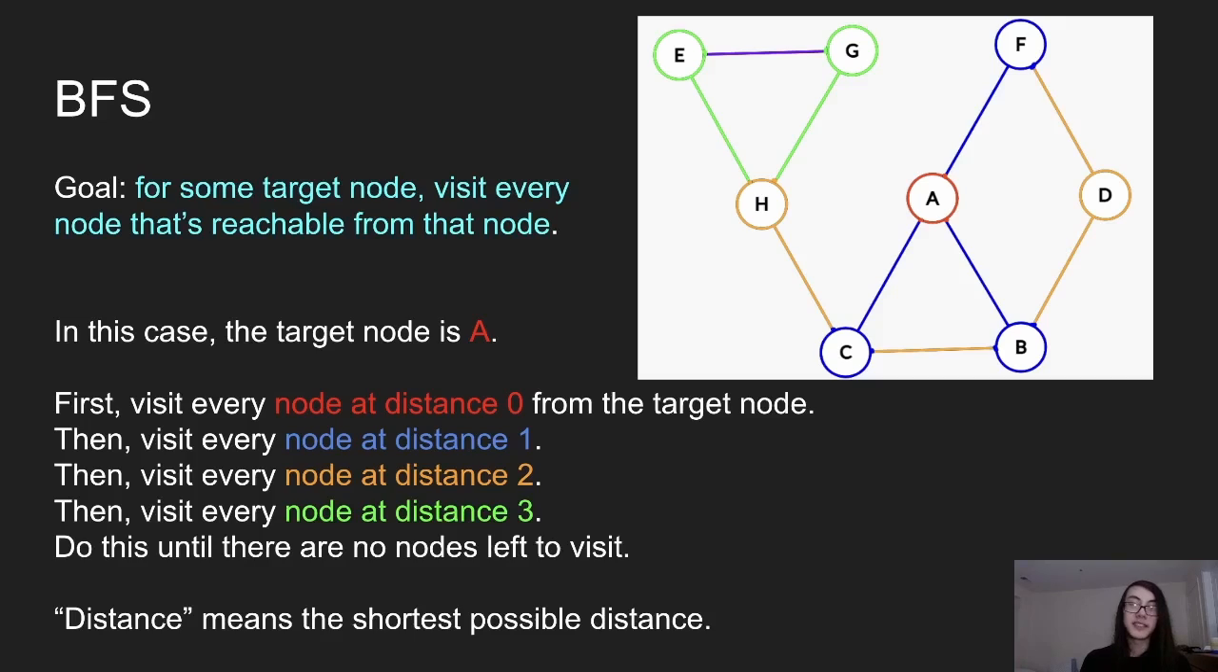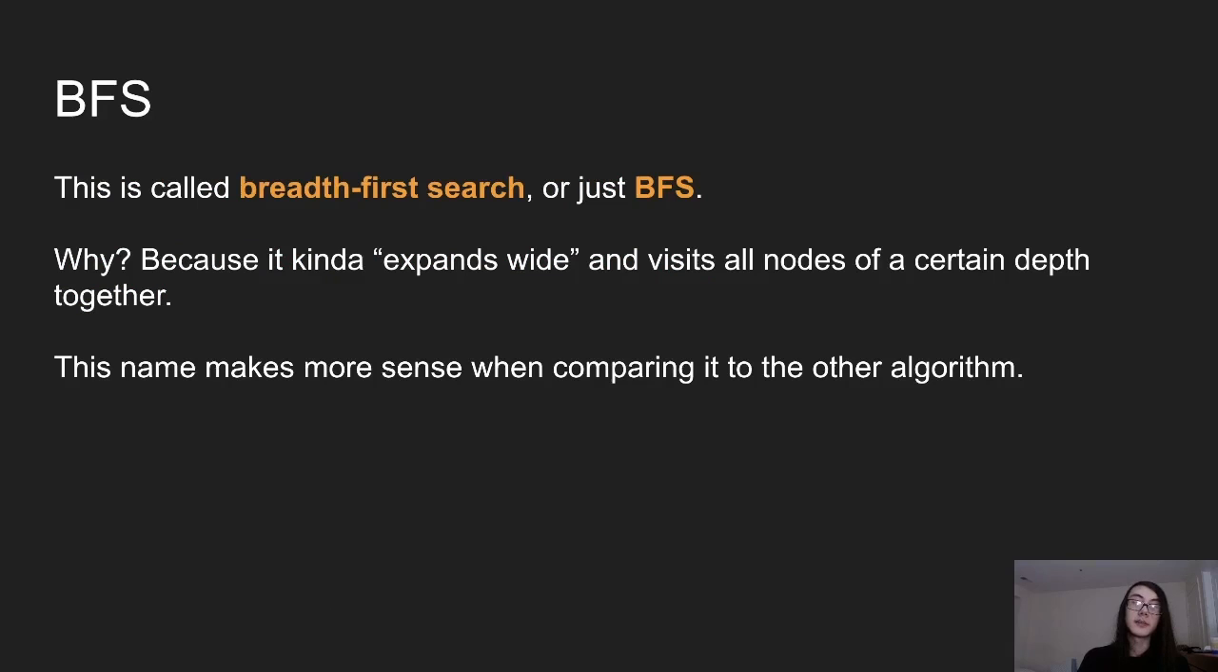Distance in this context means the shortest possible distance. So if there are multiple paths from the target to some node, the distance would be based on the shortest path. This is called breadth first search, or BFS, and it's called this because we visit all the nodes at a certain distance at the same time, so you can kind of visualize it as expanding wide. It doesn't make the most sense in graphs, honestly, and it's not the best name, but it makes more sense when I compare it to the other algorithm. So if you're confused on why it's called BFS, just wait until then. It'll probably make more sense.